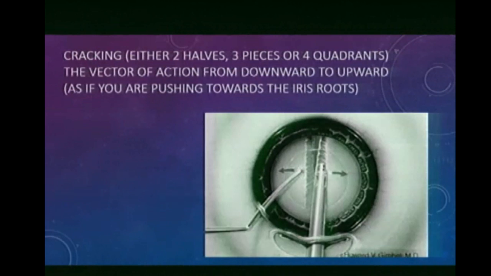For the cracking, whether you want to do 2 halves, 4 quadrants, or even 3 pieces sometimes, the vector of action here, it's my idea, my thinking, should not be always aside or aside and down. It should be aside and up, as if you are pushing the 2 halves up. So you go to the deepest point in your tunnel, and you push as if you are pushing up to the zonule. This will give you a better, safer behavior for the zonule. You don't press down. If you press down, you're pushing the zonule down, so you may cut some zonules without noticing. So you crack aside and up.